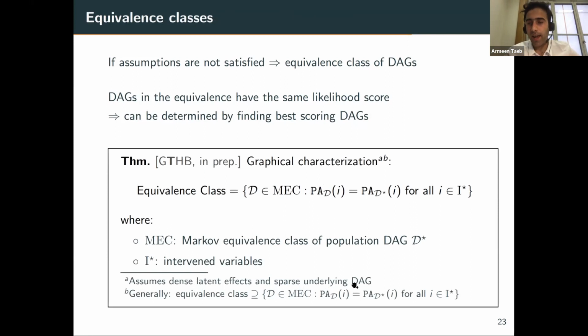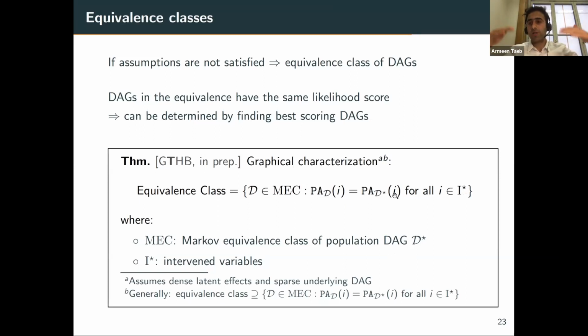We also have a graphical characterization, and the first statement that I want to make relies on dense latent effects and sparse underlying DAG. And the statement is as follows. The equivalence class is precisely the set of DAGs in the standard Markov equivalence class of the population DAG, restricted to those that, if you focus on nodes that have been truly intervened on, the parents of the DAG has to be fixed to be the parents of the population DAG.